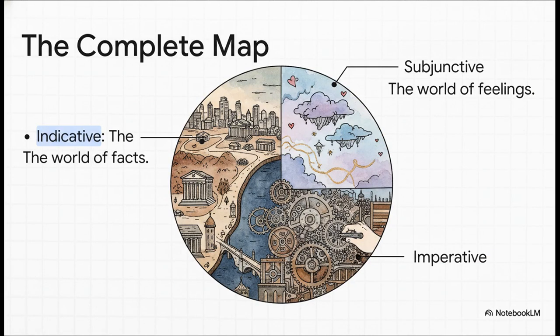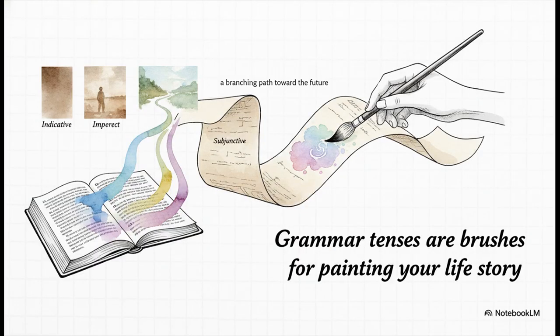So there you have it, the complete map of human experience, encoded right into grammar. The indicative for the world of facts, the subjunctive for the world of feelings, and the imperative for the world of actions. The next time you open a grammar book, try not to see it as a list of rules to be memorized. See it for what it is, a collection of tools. Every mood, every single tense, it's not a restriction. It's a different kind of brush that you can use to paint the story of your past, your future, your reality, and your dreams.